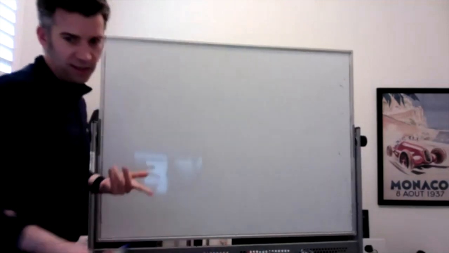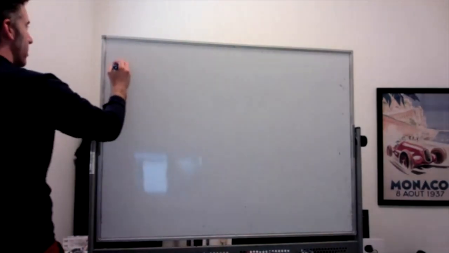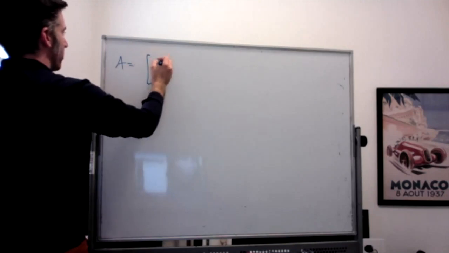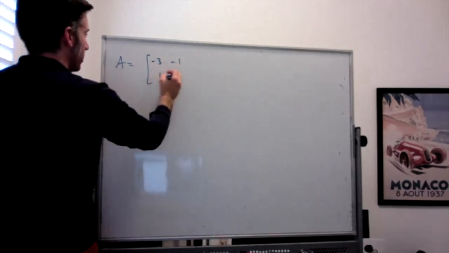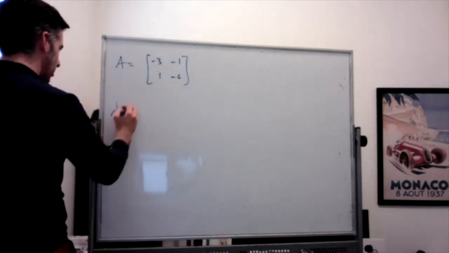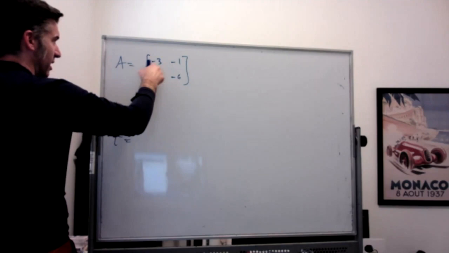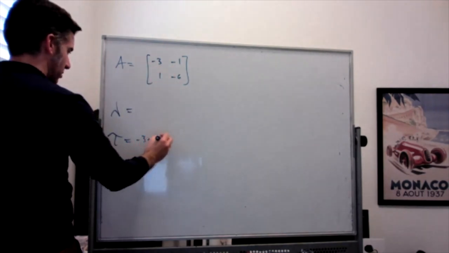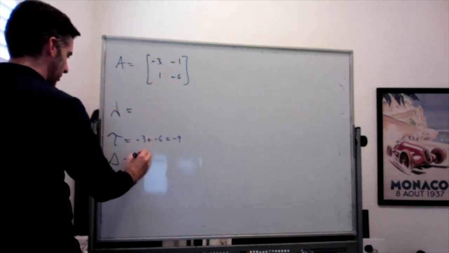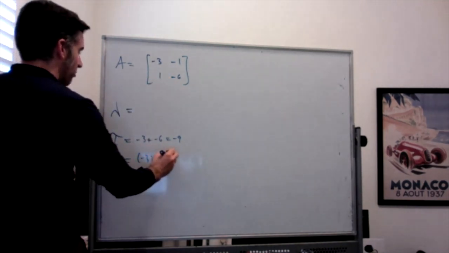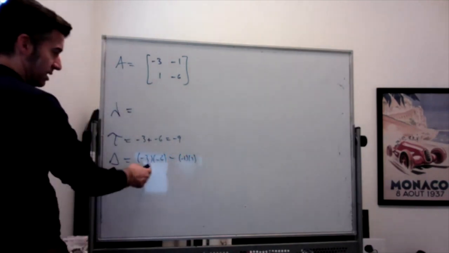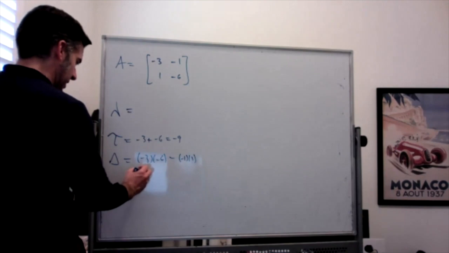This next one, say we have A equal to [-3, -1; 1, -6]. I want to find the eigenvalues. I'm going to use the trace-determinant method. The trace is -3 plus -6, which is -9. The determinant is -3 times -6 minus -1 times 1, which is 18 minus -1, so that's going to be 19.